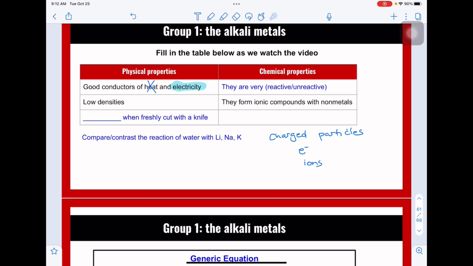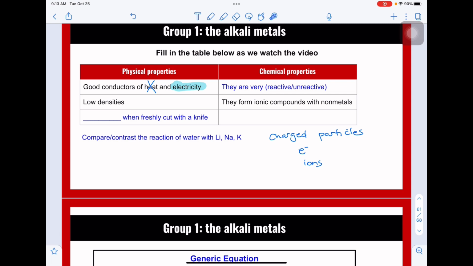Okay, the next one is they have low densities. Density is mass over volume. So if something occupies big mass and small volume, we say it has big density. But metals, when they weigh less, they still occupy a lot of space. So that's why they have low density. It's like when you look at it, you would think it's heavier than what it actually is.